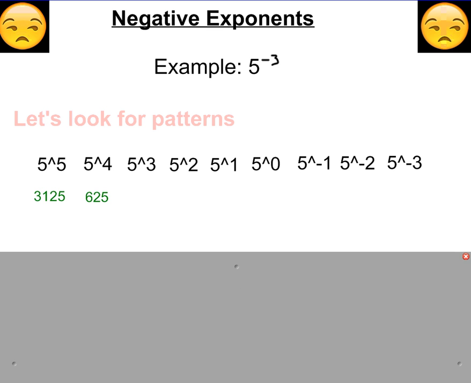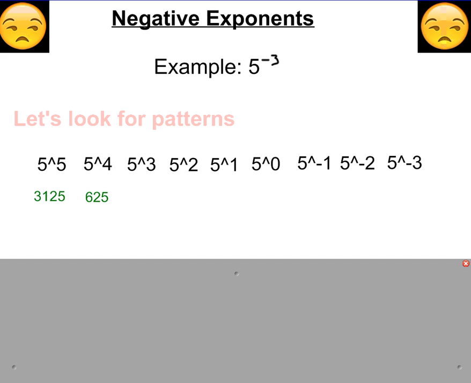So 5 to the 5th power, I did it on the calculator already. It's 3,125. 5 to the 4th power is 625. We'll do a couple more. 5 to the 3rd power, 5 times 5 is 25, it's going to be 125. 5 to the 2nd power, 5 times 5 is 25. 5 to the 1st power, just 1 5 is 5. 5 to the 0 power, we said, anything to the 0 power is 1.